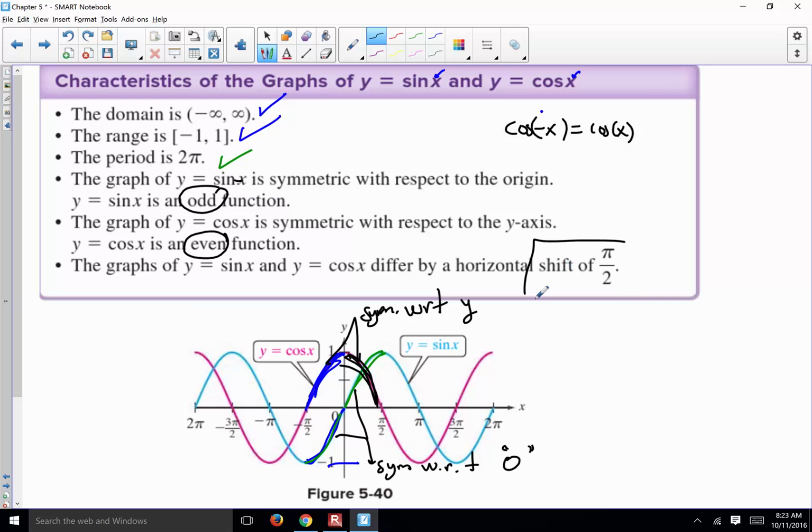Again, there is a lag of pi over 2. There is a shift. Once you shift one of them pi over 2, the other one catches up. They overlap. Only they differ by a horizontal shift of pi over 2. Move one of them pi over 2 right or left, they match each other.